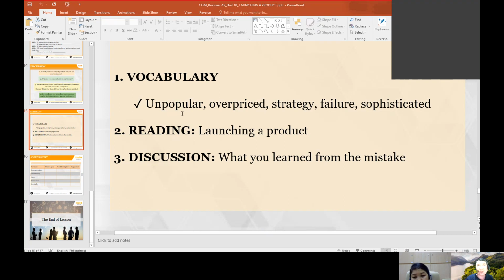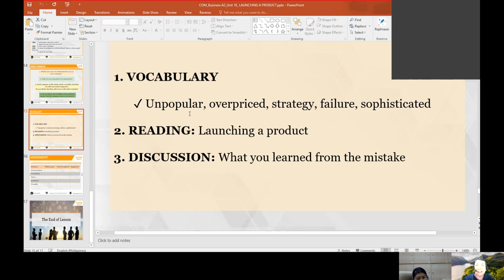There are also a lot of companies that will close because of this problem. So the product maybe is not popular. Therefore, the audience or the consumer is not going to buy the product.